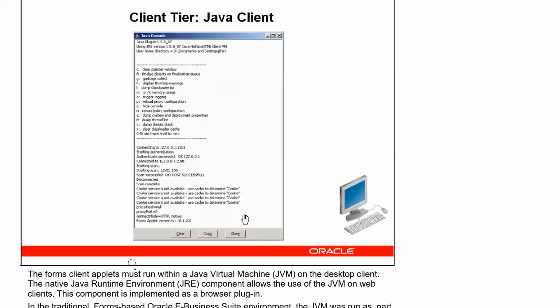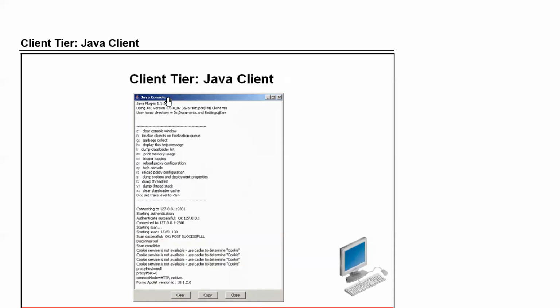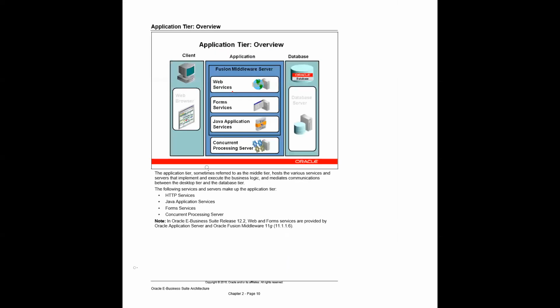And when you access it, you can see that this is the Java plugin, and you will have a Java console. Once you access the desktop, you'll find this Java console. This is nothing but the Java client for you.